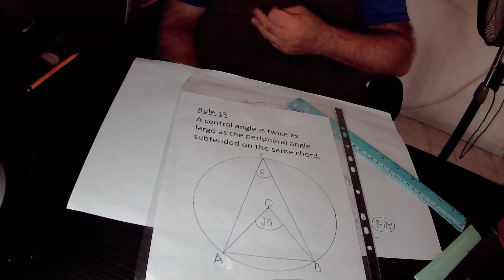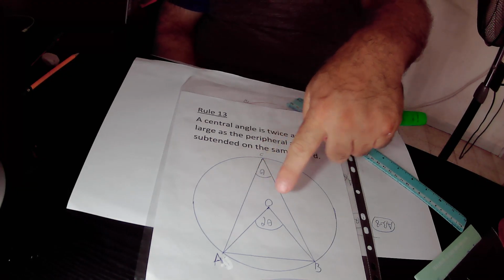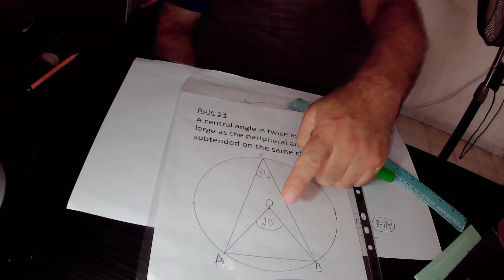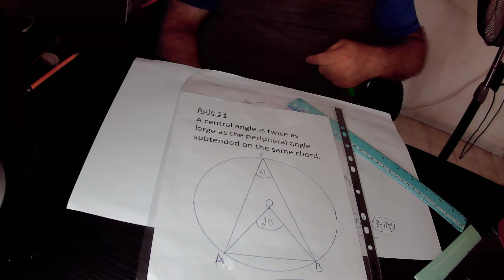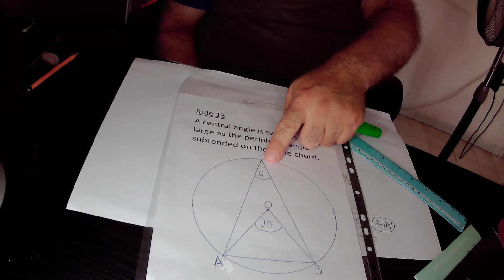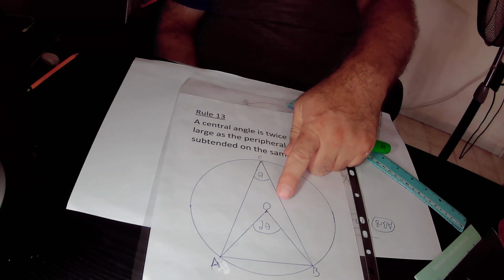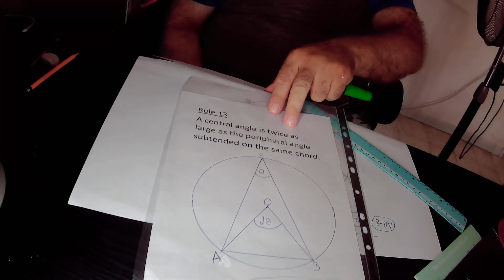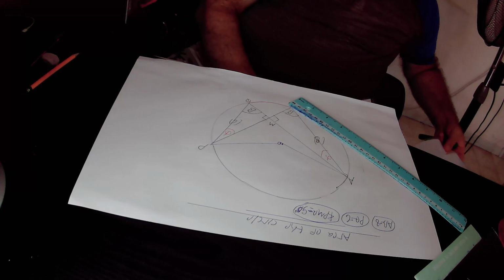And therefore, according to this rule 13, central angle AOB that is subtended on the same arc AB will be twice as large as this peripheral angle ACB. Peripheral angle ACB equals theta, therefore central angle AOB must be equal to 2 theta. So we can implement rule 13 in our drawing.